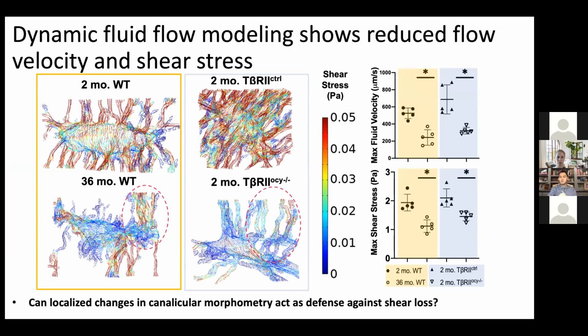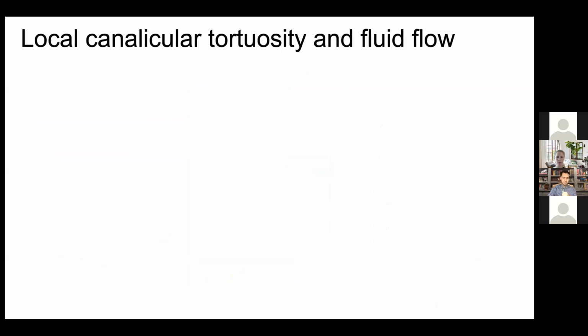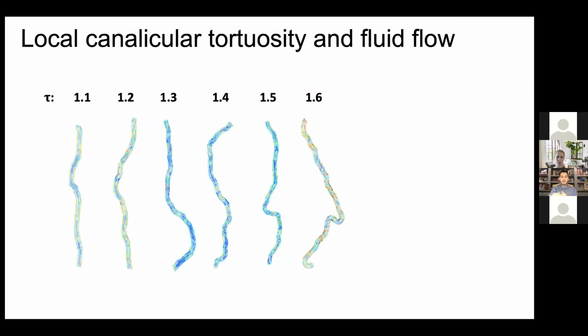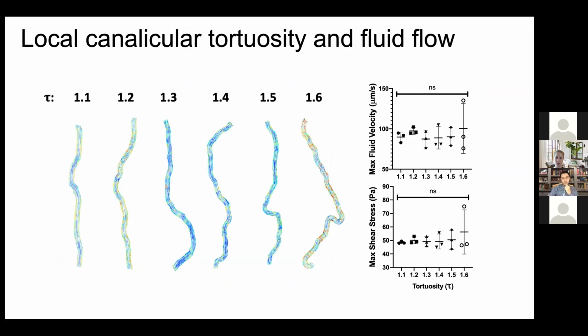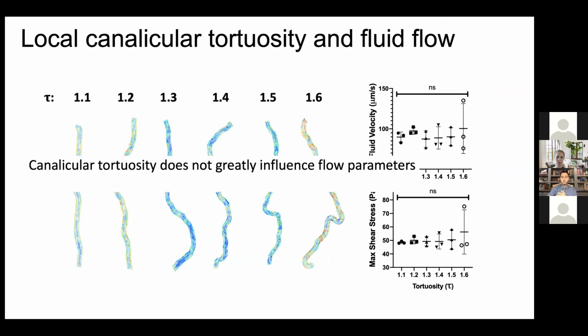this increase in canalicular tortuosity, is this a mechanism by which these cells are trying to recapture some of their lost fluid interaction? So are we able to segment out individual canaliculi from our models across a range of tortuosity values within the systems we saw? And we were surprised to find that this increasing tortuosity in the canaliculi does not overwhelmingly influence flow. So we did ask the other question then, what are other parameters of the LCN that can modulate flow?